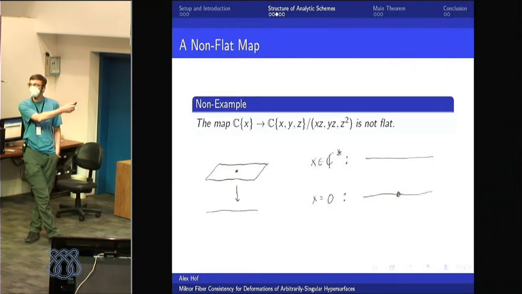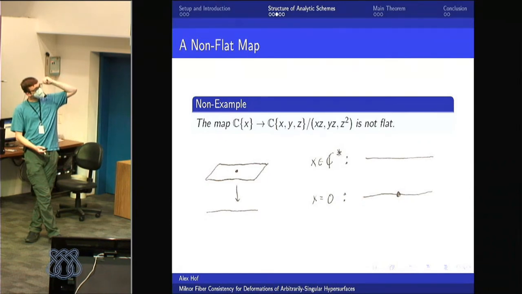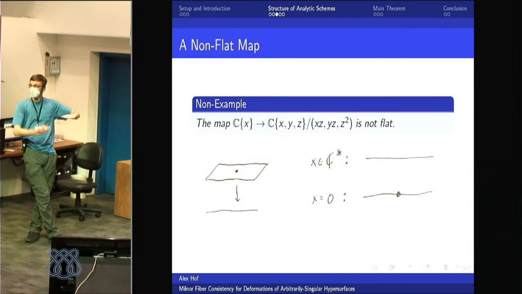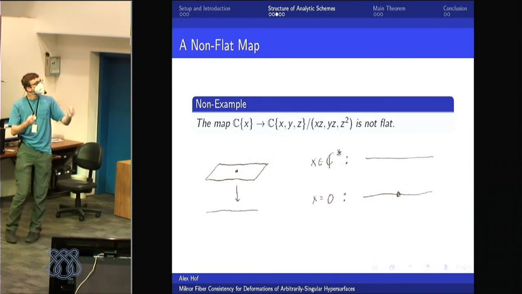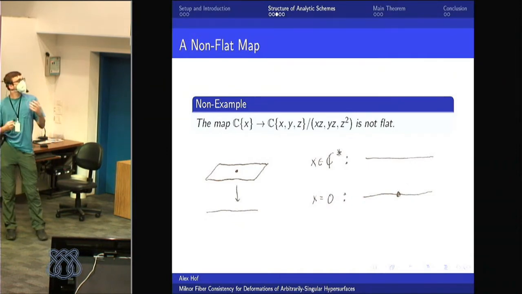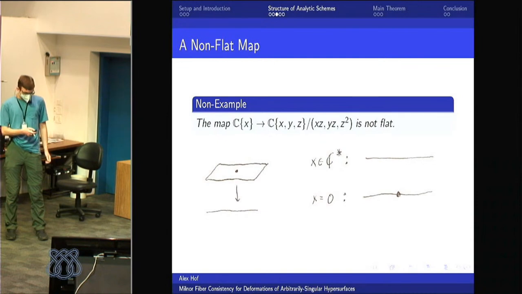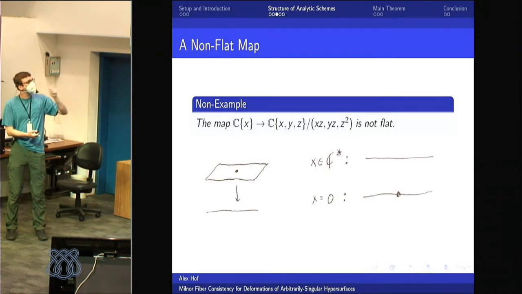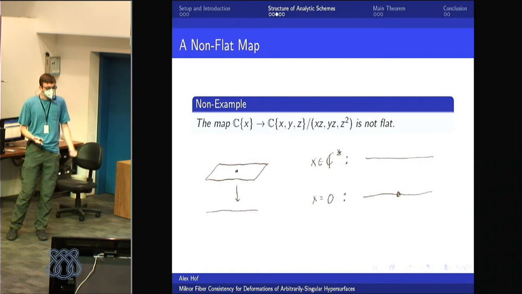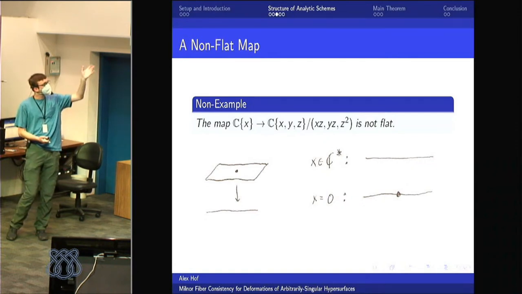First, let's have an example of a non-flat map. So here I have this complex analytic space cut out in 3D space by these three functions, x times z, y times z, and z squared. When we cut out by x times z and y times z, we're left over with this plane union this z axis. And then when we cut out by z squared, we get rid of that z axis, but because we got rid of z squared and not z, we're left with this little infinitesimal tuft of the z axis left over. And so this point where that tuft lives is an embedded component, and because this is being mapped down to a single point, your map is not flat.